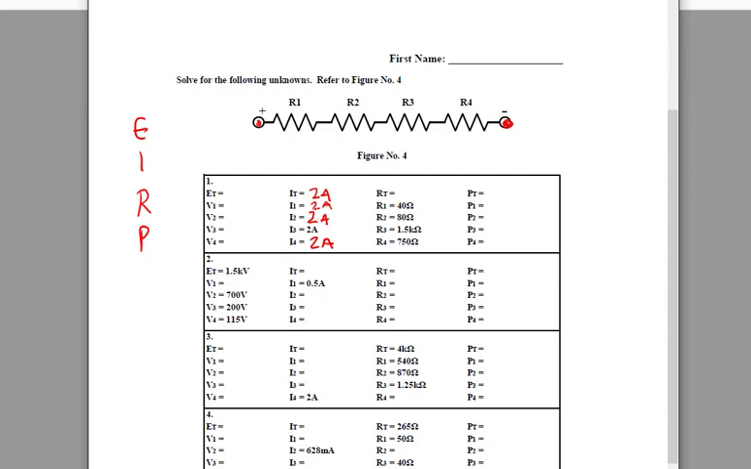So V is equal to I times R, V is equal to I times R. 2 times 40 will be 80 volts. And then you come on down to the next one, 2 times 80 would be 160 volts. And then you've got 2 times 1.5K, or 1500, that would be 3000 volts. That was for 3. Now 4 is 2 times 750, and that would be 1500.